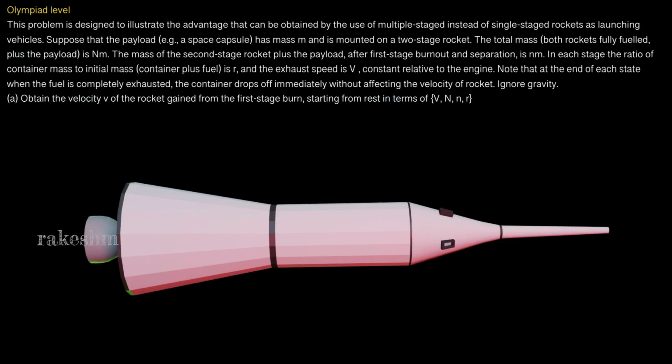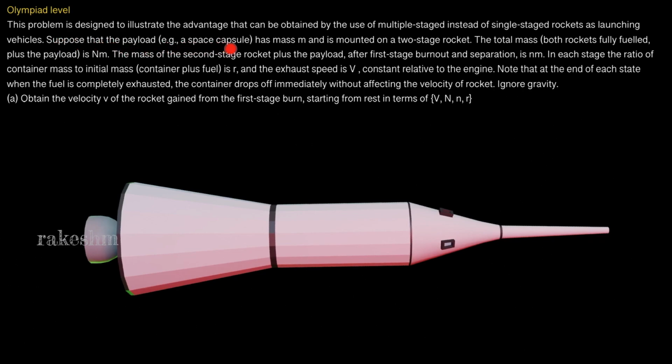Let us now take a look at a question of Olympiad level. This is a comprehension type question. First there is a comprehension given and there are 5 questions asked, so we need to answer each of the 5 questions. Let us first analyze the question. This problem is designed to illustrate the advantage that can be obtained by the use of multiple stage rockets instead of single stage rockets. We have discussed already why multiple stage rockets are more effective than single stage rockets.